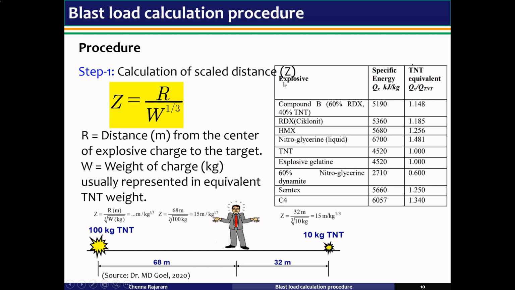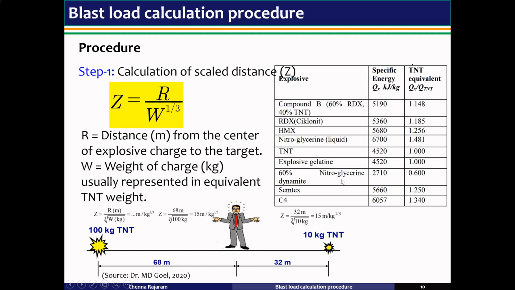The first column represents the explosive, the second column the specific energy, and the third column the TNT equivalent. For RDX explosive, the specific energy released is 5360 kilojoules per kg and the TNT equivalent is 1.185.